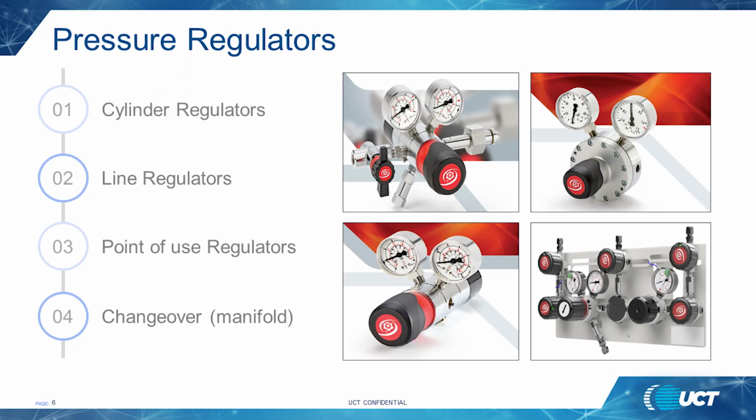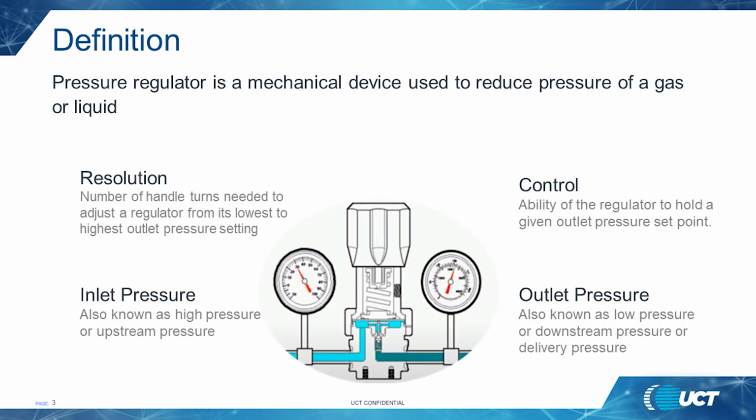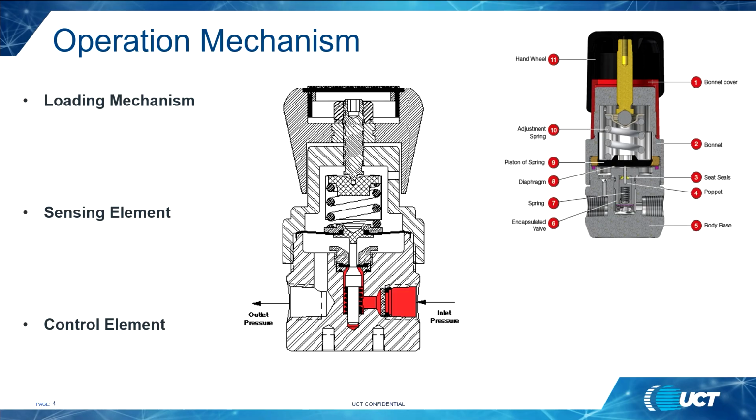In our pressure regulators line, we offer cylinder, line, point-of-use regulators, and changeover systems, manual and half-automatic. A pressure regulator is a mechanical device used to reduce the pressure of a gas or liquid. The regulator should keep the outlet pressure as constant as possible, regardless of the changes in inlet pressure or of the flow. There are three main mechanisms.